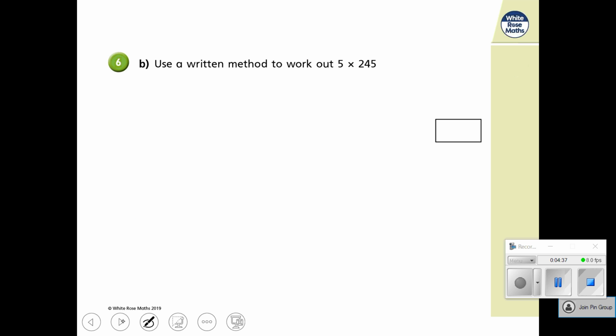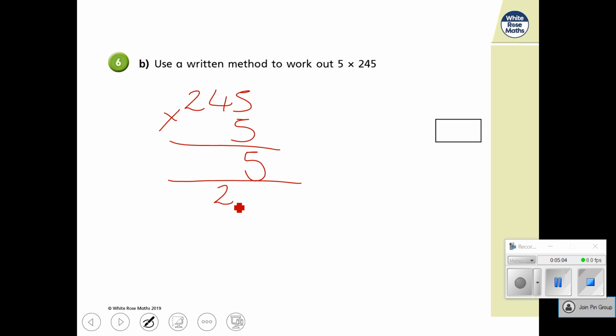Right, if we now move on, let's actually have a go at working it out. 245 multiplied by 5. Here we go. 5 times 5 is 25. So I've got 25 ones. So what I'm going to do is keep 5 ones in my ones column, and I'm going to exchange 20 for 2 tens and put those 2 tens directly in my tens column. Remember, we've got ones, tens, and hundreds.